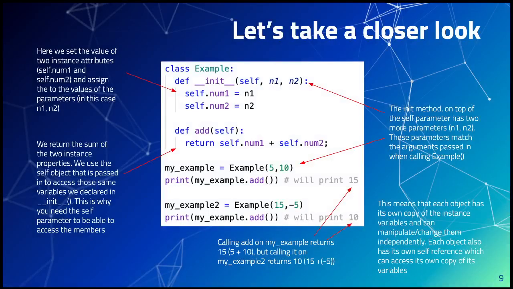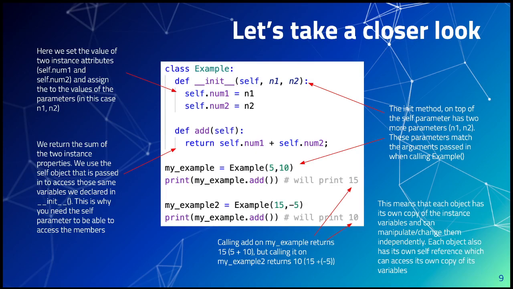So now we'll take a closer look at some code. So here we have the init method. The init method has self. It has two parameters, n1 and n2. These parameters correspond to the arguments passed in when calling this constructor, example, followed by the parentheses. So 5 and 10 correspond to n1 and n2 respectively. Self, if you remember, was implicitly passed in because we're dealing with example.